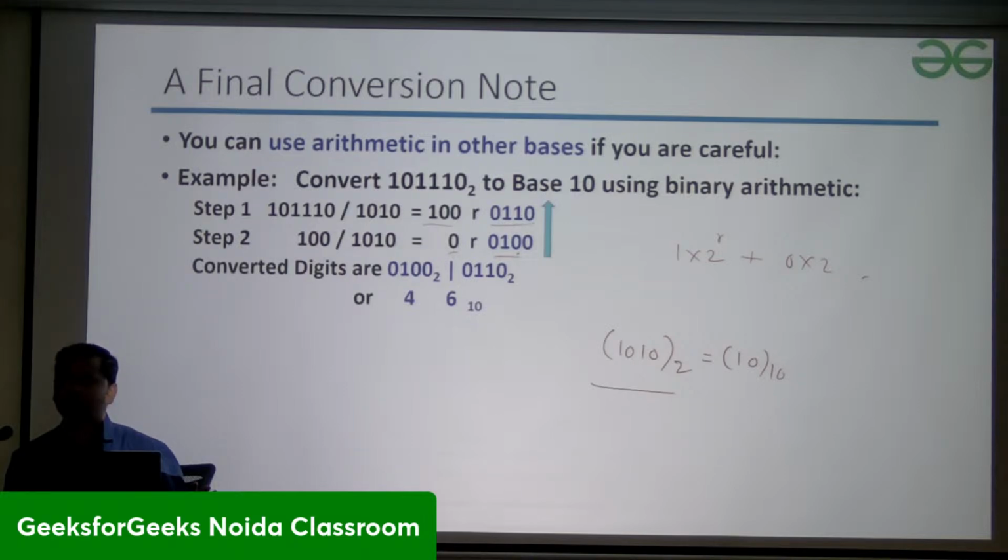Now, since you have the remainders, you have to simply arrange them. This is the MSB and this one is the LSB. Once you have arranged them, convert it into the required decimal term. So this is 4 and this one is 6. So it is converted into 46 base 10.